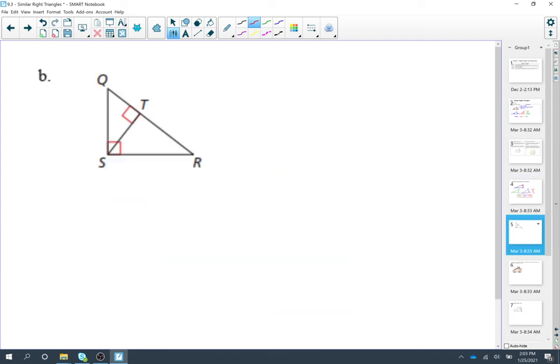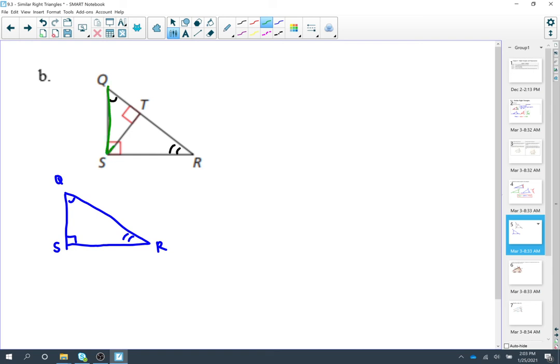Example B, we're going to try the same thing again. Now remember, we're going to mark. This time I'm just going to put 1 here and 2 here. It doesn't matter how you mark them as long as you know what you're doing. I could have switched it and put the 1 down here. Starting out with the large triangle, this is Q, S, R. S is the 90, Q is the 1, R is the 2.